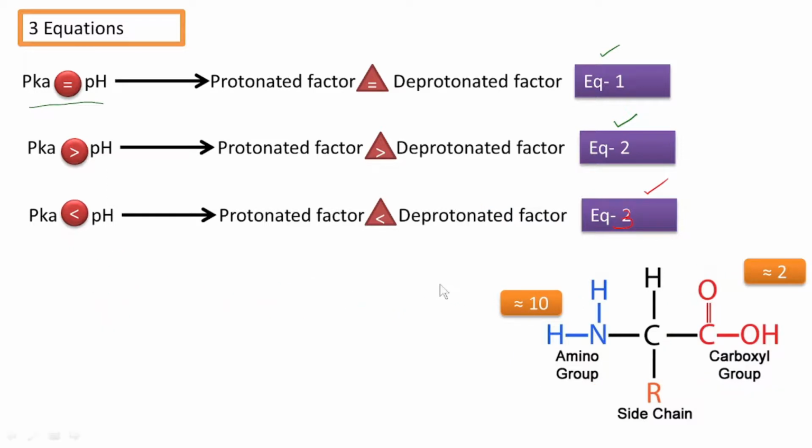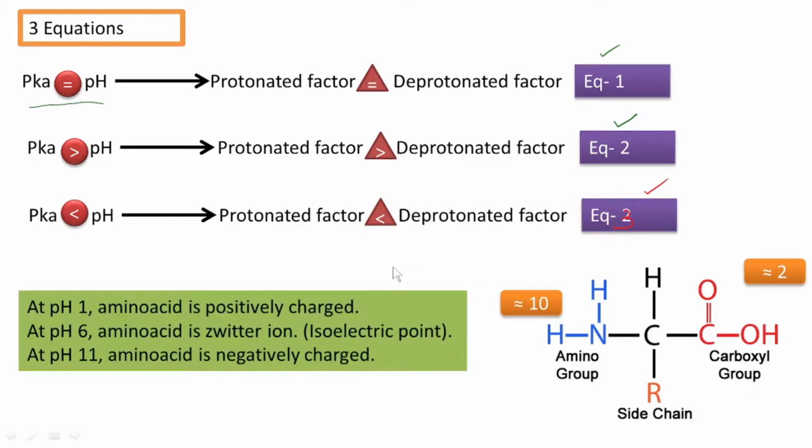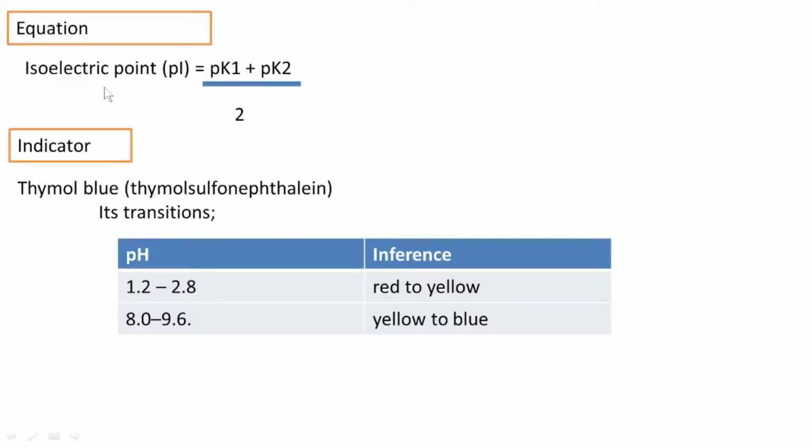And finally, I am concluding the situations into three statements. At pH 1, amino acid carries positive charge, and at pH 6, amino acid exists as a zwitterion, and at pH 11, amino acid is carrying negative charge. And the equation for finding the isoelectric point is (pK1 plus pK2) divided by 2. And pK1 and pK2 values we can determine from the graph plotted using the titration values.